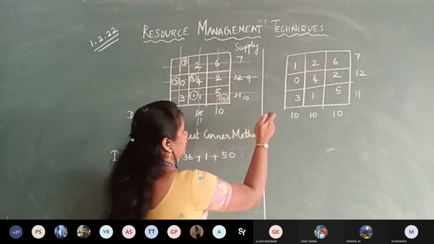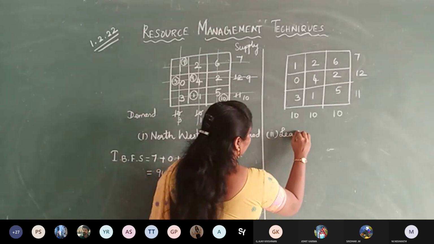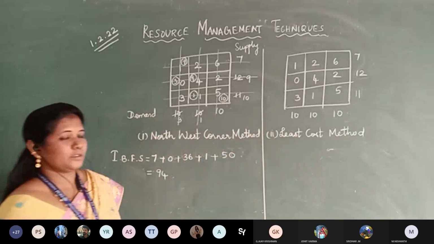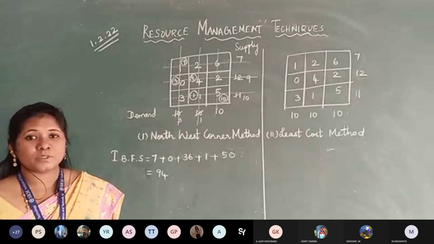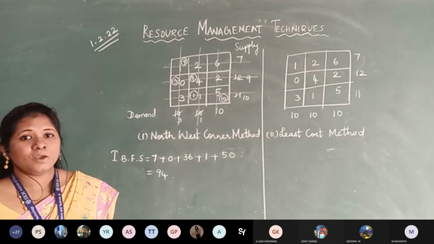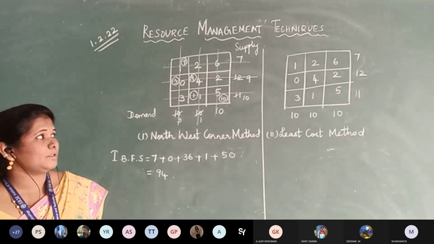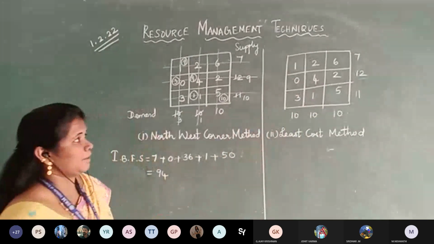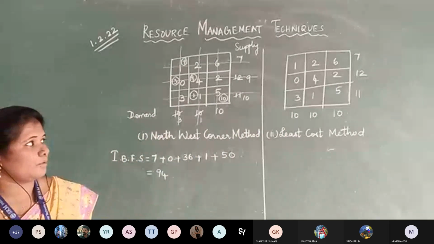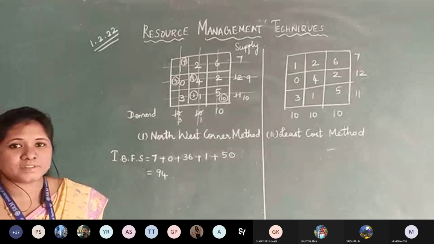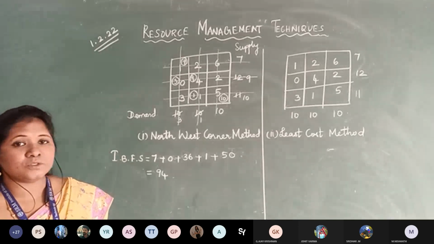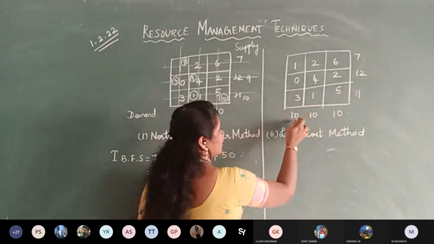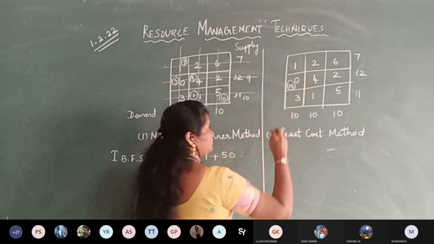After that, now I'm going to do your least cost method. In your least cost method, what you have to do: in that tableau column, whichever is your least value, you will take it. In this matrix table, your least value is 0. For your 0, you see your supply and demand. Whichever is your least value, you will allocate. So for the 0, 10 and 12 is there. So 10 is your least value, so we will allocate 10.